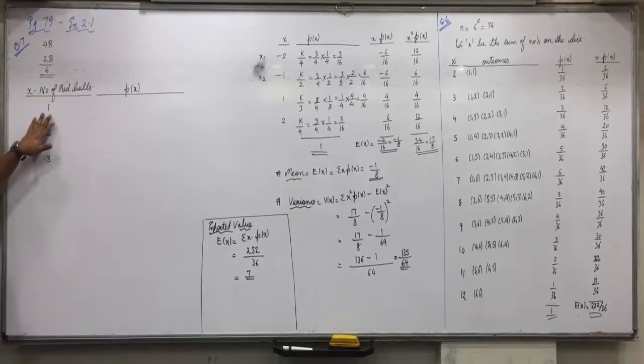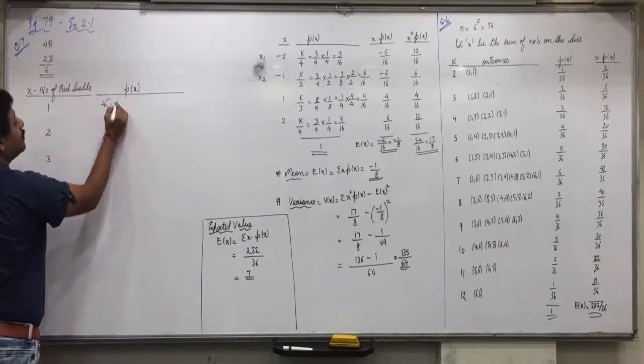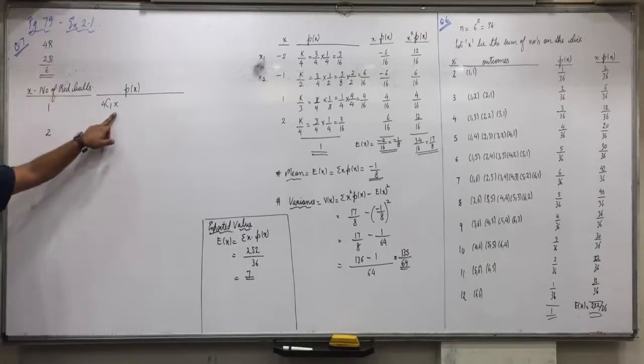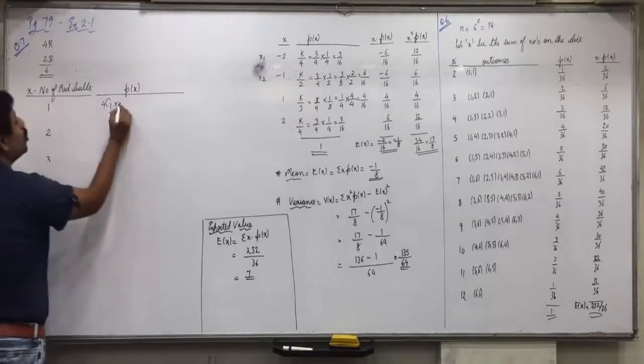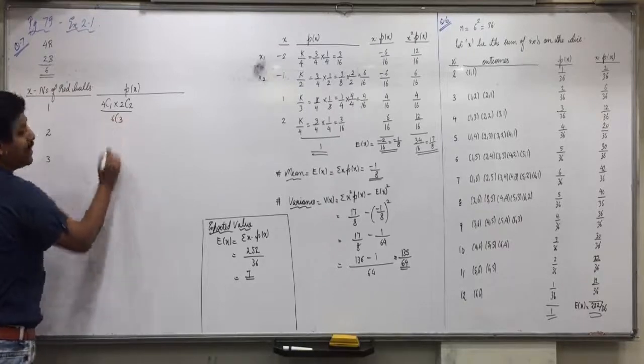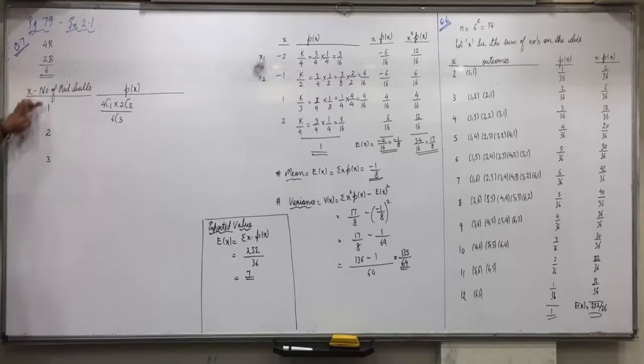See, 1 red ball means 1 red ball and 2 blue balls. 1 red ball, the favorable case is 4C1, and and means multiplication. 2 blue balls, 2C2, and n we discussed: 6C3. So how do we find the probability? 4C1 into 2C2 upon 6C3.